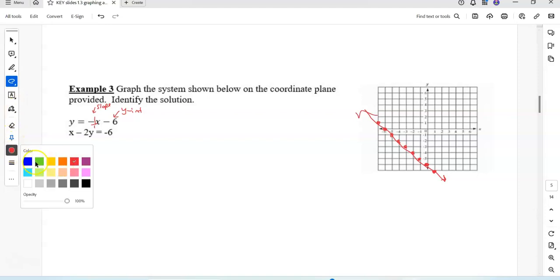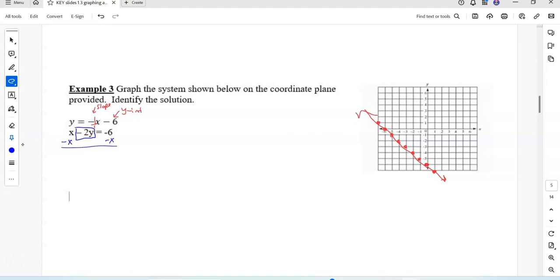Okay, let's take the second equation. On the second equation, we got to get y by itself. So I got to get this part by itself. So I'm going to first subtract x on both sides. That gives me negative 2y equals negative x minus 6. Then, to get y by itself, we're going to divide everything by negative 2. Pretend that's a negative 1 in front of the x. And now we get y equals, now when I divide two negatives, I'm going to get a positive 1/2 and then plus 3.